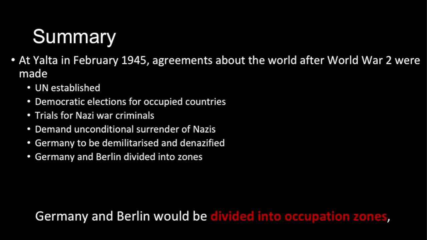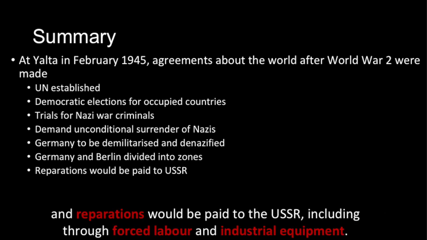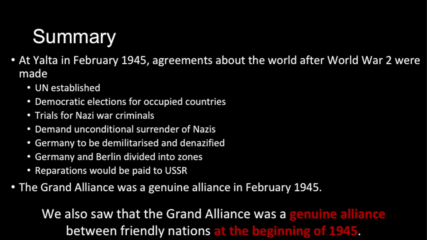Germany and Berlin would be divided into occupation zones, and reparations would be paid to the USSR, including through forced labor and industrial equipment. The Grand Alliance was generally a genuine alliance between friendly nations at the beginning of 1945.